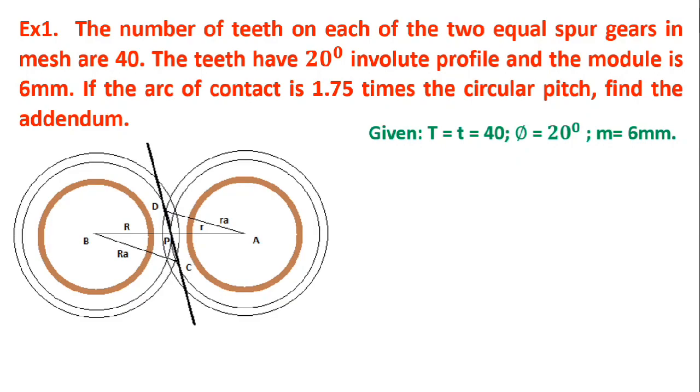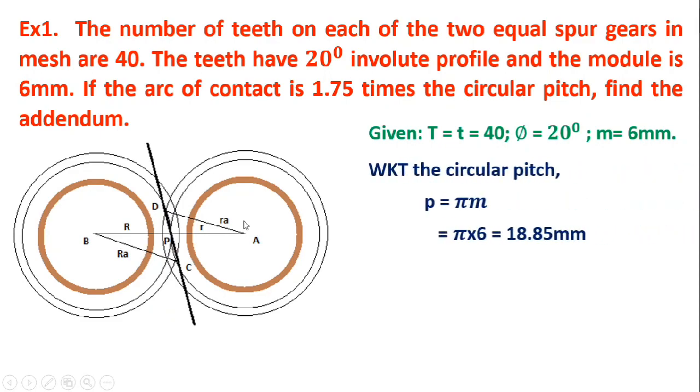It is given in the statement that the number of teeth on gear and pinion are the same, equal to 40. The pressure angle is 20 degrees and the module is 6 mm. Here you can see these two gears in the diagram. The dimensions of both gears will be the same because the number of teeth are equal. Therefore the pitch circle radius capital R of gear and small r of pinion are equal, and the addendum circle radius of gear, capital RA, and that of pinion, small ra, are also equal.